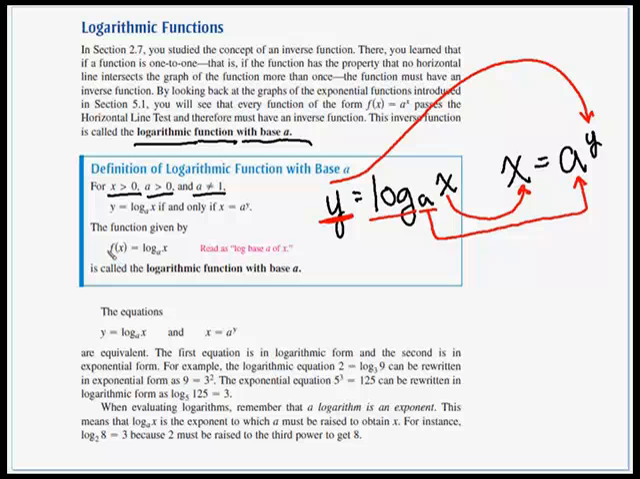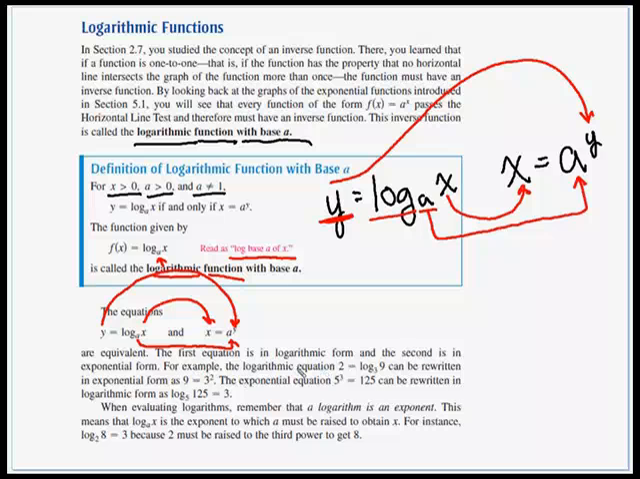So the function given by f of x equals log base a of x is called the logarithmic function with base a. And here again in red is how we read that: log base a of x. The little subscript letter there is our base, and x is our number. So the equations y equals log base a of x and x equals a to the y power are equivalent. We're just scrambling them around a little bit. Here's our base a, that becomes a. y is what we're equal to, that is our exponent, and x is our number. The first equation is in logarithmic form, the second is in exponential form.